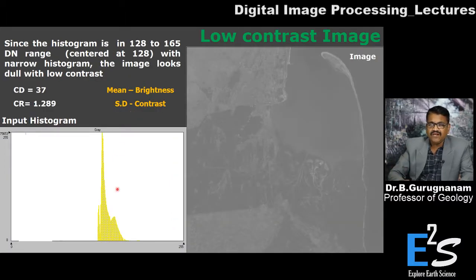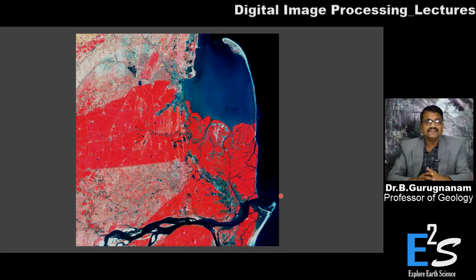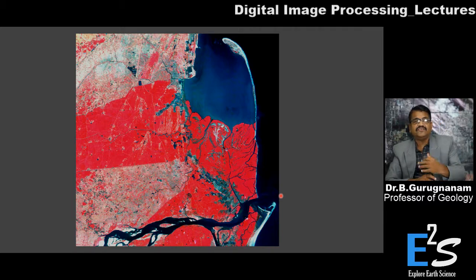Otherwise, if the data is in between, what will happen? The difference is 37, the contrast ratio is 1.8. So your images look so dull. I am not comfortable using this data. I don't want to use this data. And what will happen if you don't change your DN values? Your FCC will look like this, your black and white panchromatic data will look like this. But you have to enhance. Please try to enhance and then look at the figure.